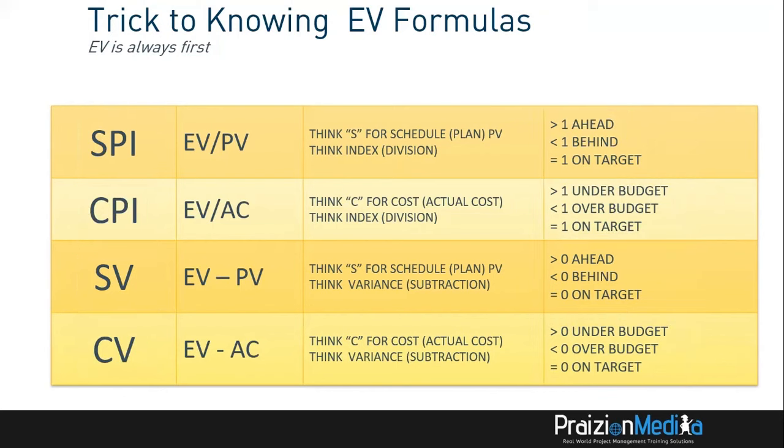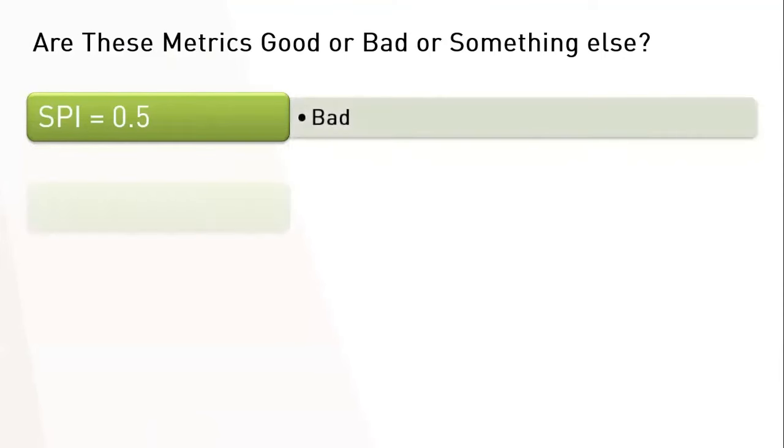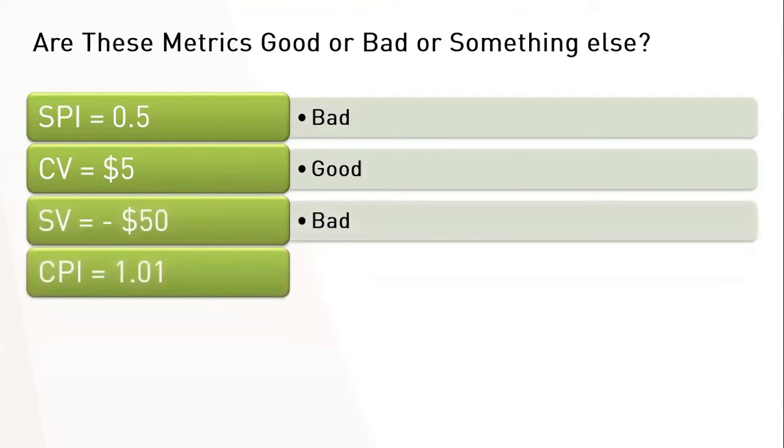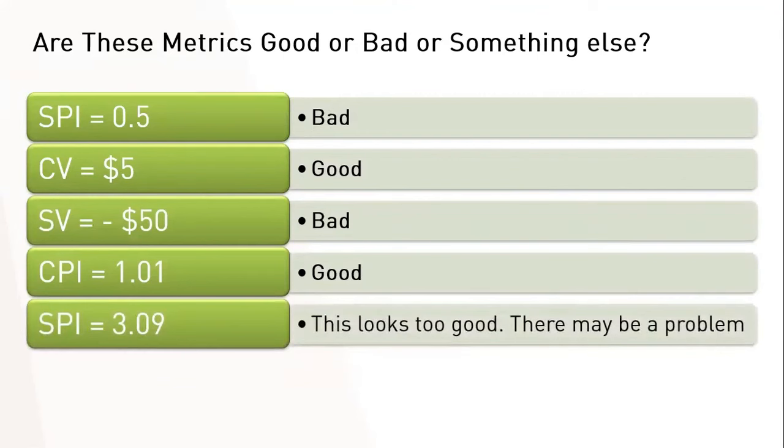I highly advise you take a screenshot of what I'm showing you on the screen right now, and then also do this little exercise. As I go through them one by one, take a second and hit the pause button. Good, bad, or something else. Hit the pause button, train yourself on this stuff. Good, bad, or something else. That one is suspicious. That means you're 3 times as efficient as you said you would. There could be a problem.